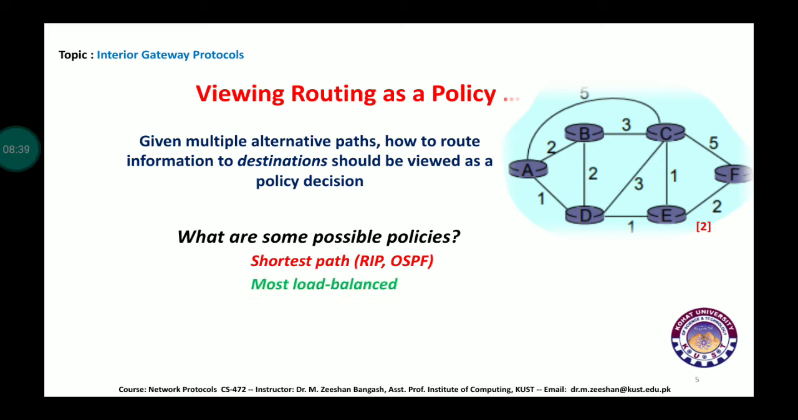Another possibility is based on balancing the load on each link. So that policy has a criterion of making the network a load balanced network. The third is basically that routing is performed in order to maintain quality of service on particular links. So these are the three different policies, keeping in view which the different routing algorithms are designed or implemented.